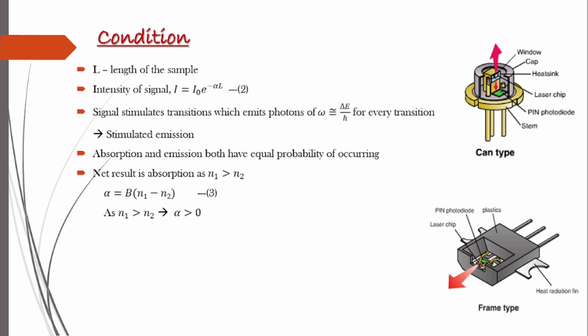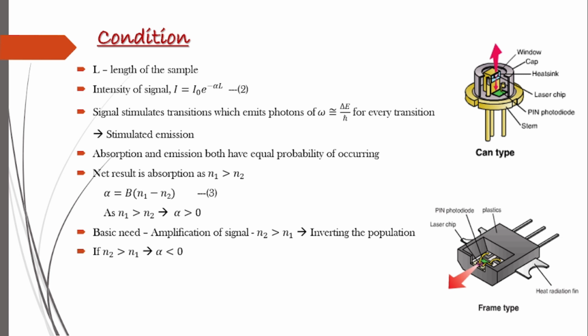So the basic need or the basic premise of a laser device lies in the attempt to amplify the signal, and that is by making N2 greater than N1. That is, the population in the higher energy state should be greater than the population in the lower energy state, and this is achieved by inverting the population. And if N2 has to be greater than N1, it means that the absorption coefficient is going to be negative. That is, alpha will be less than 0.